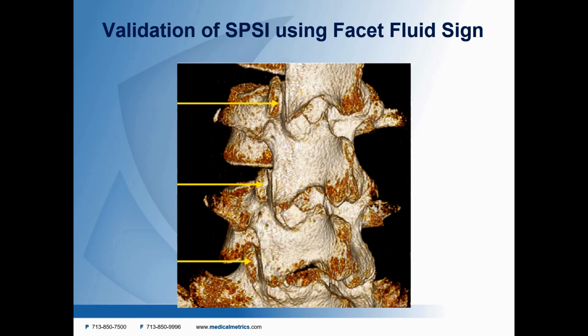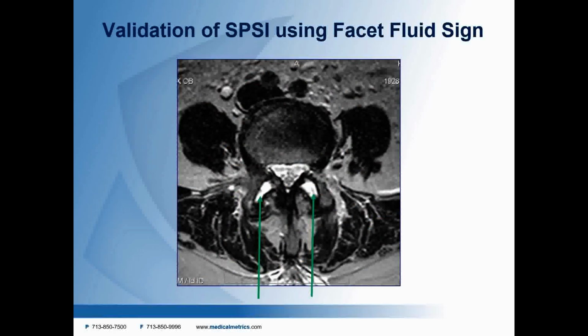The facet joints provide substantial stability to a healthy spine, and there is normally no more than a thin gap between the articular processes that form the facet joints, as shown by the yellow arrows in this figure that shows a three-dimensional reconstruction created from a CT exam of a healthy spine. In some patients, an abnormally thick gap can be found between facet joints, and the gap can fill with fluid and be seen on an MRI exam, and this is known as the facet fluid sign. An example is shown here. The green arrows point to the thick fluid-filled gap at the right and left facet joints.